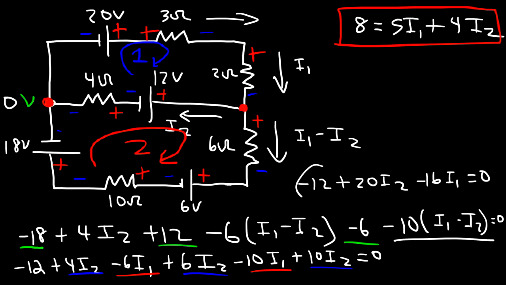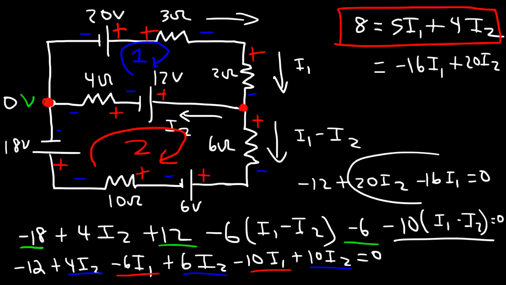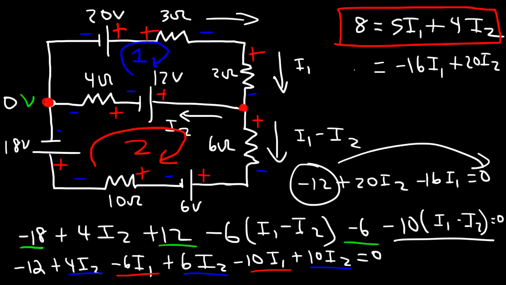Now, let's take the negative 12 and move it to the other side, so it becomes positive. So on one side of the equation, we're going to have negative 16I1 plus 20I2. On the right side of this equation, we have positive 12, but I've reversed the equation again, so now it's on the left side again.